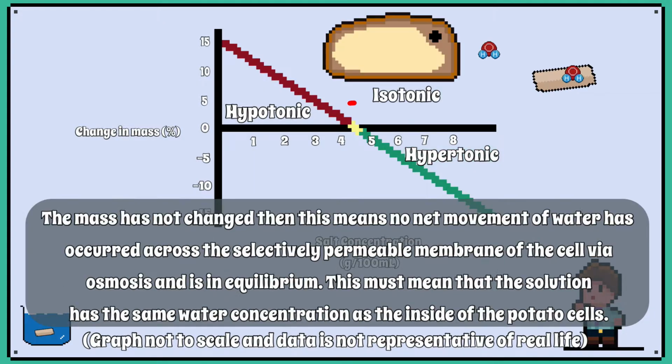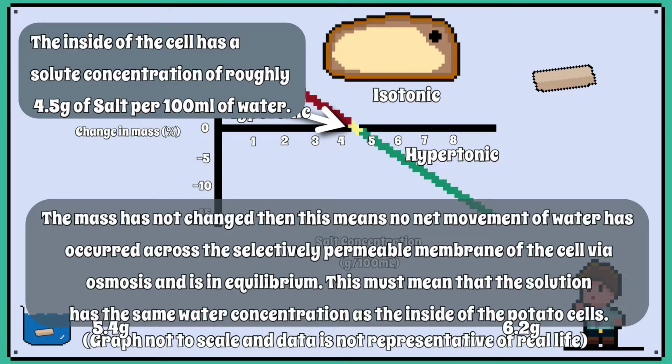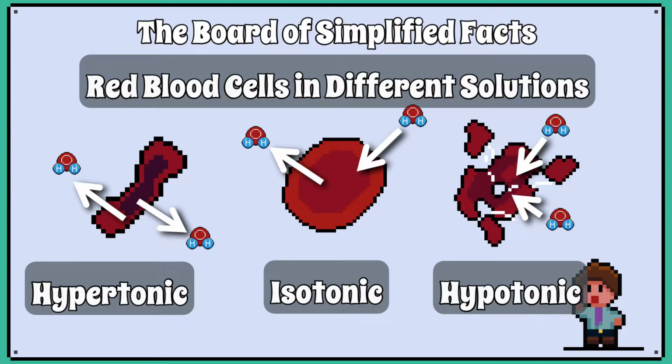If the mass has not changed, then this means no net movement of water has occurred across the selectively permeable membrane of the cell via osmosis, and therefore the system is in equilibrium. This must mean that the solution has the same water concentration as the inside of the potato cells, and a scientific term for this type of solution is isotonic. On a side note regarding animal cells, because they have no cell wall, placing an animal cell into a hypotonic solution, like pure water, can cause the cell to burst.